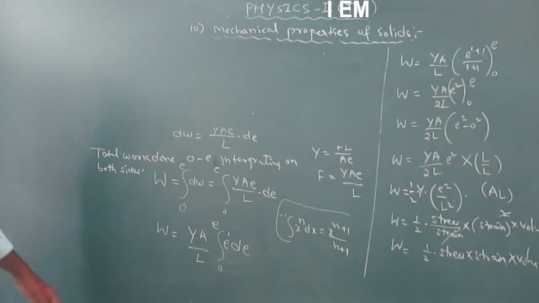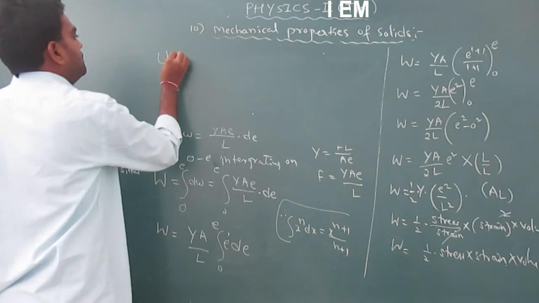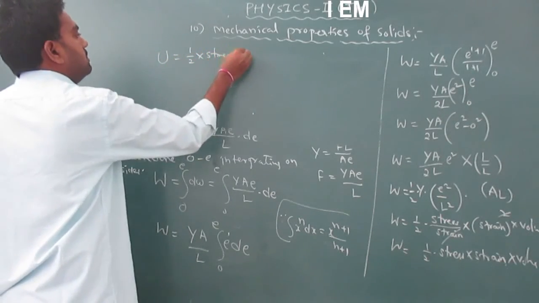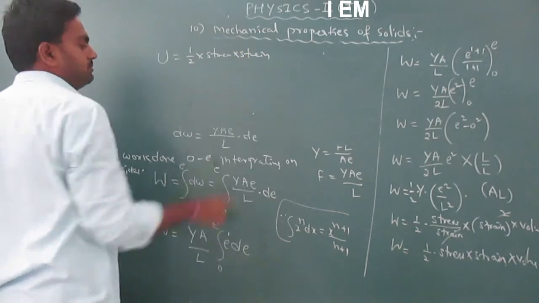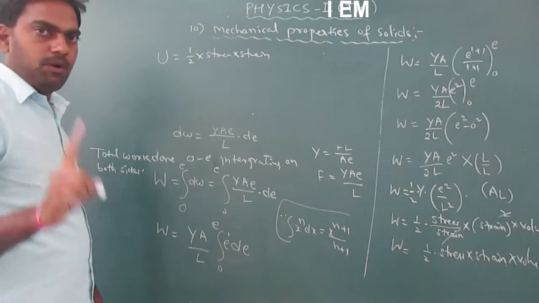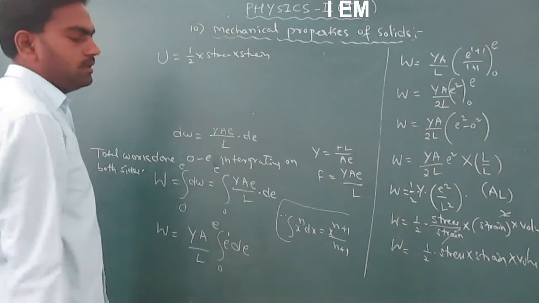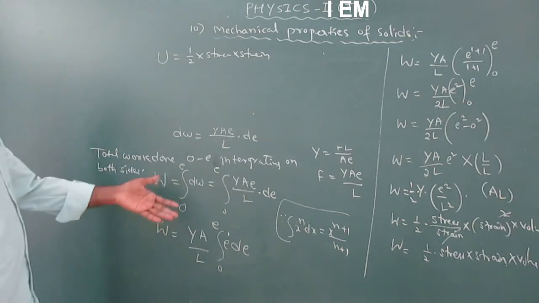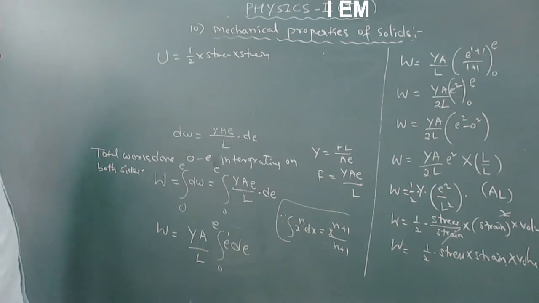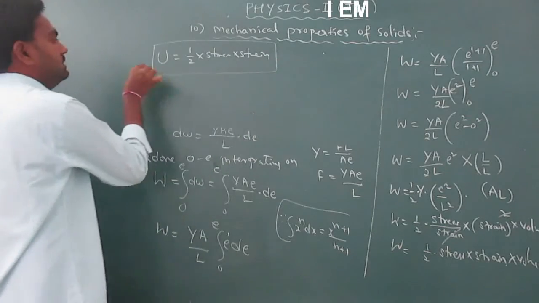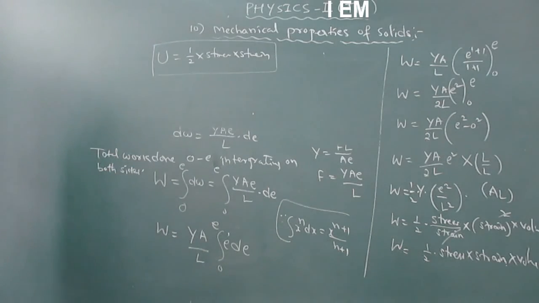So the potential energy U is equal to 1 by 2 stress into strain per unit volume. Taking the volume as 1 unit, the energy stored U is equal to 1 by 2 into stress into strain. This is called the potential energy stored in the wire.